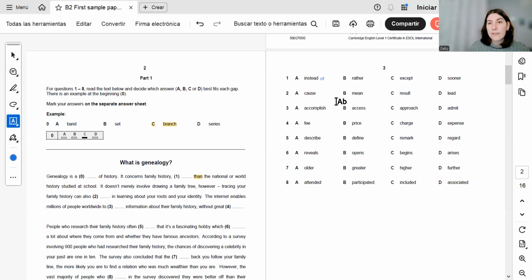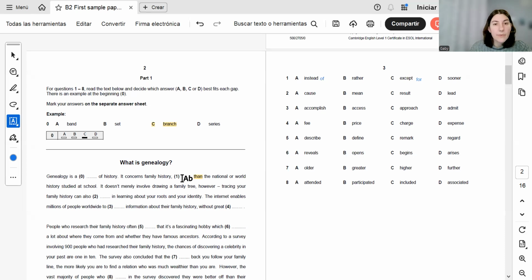It's not instead of. With rather, do we know an expression? Probably. Or you should know the expression rather than. So this is a possible candidate. It could be okay here. What about except? Except, the preposition is for. And sooner than, it's also possible. So then we are between rather than and sooner than.